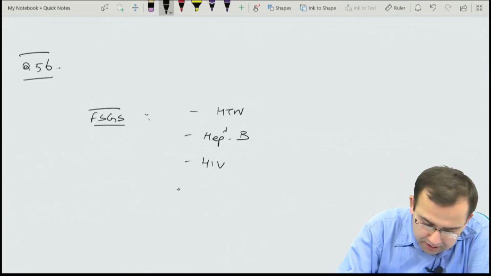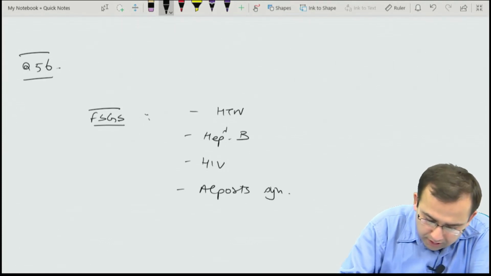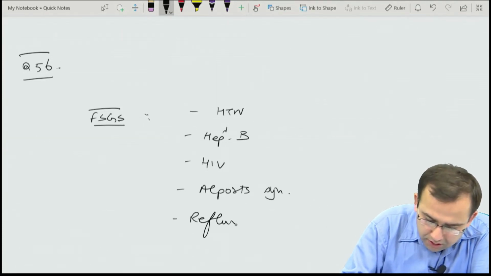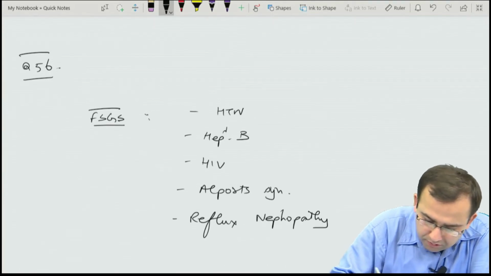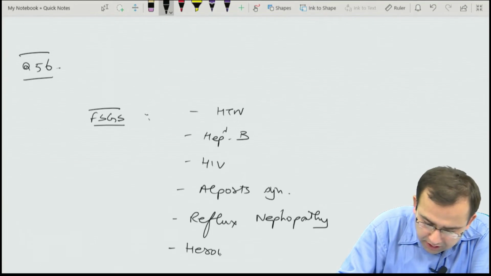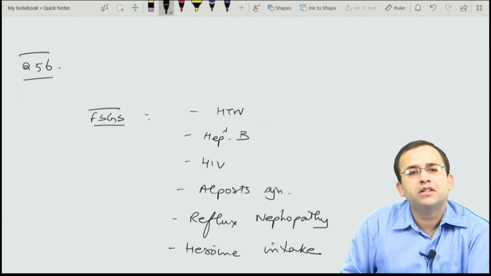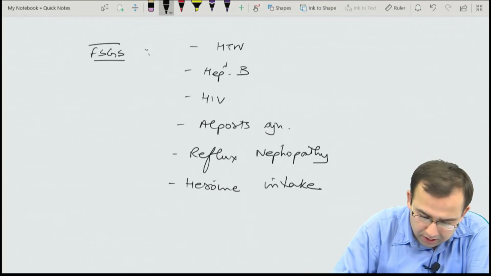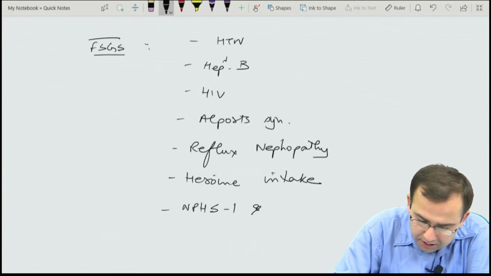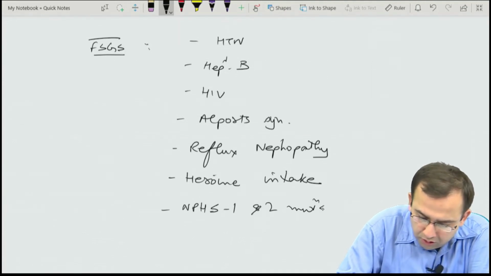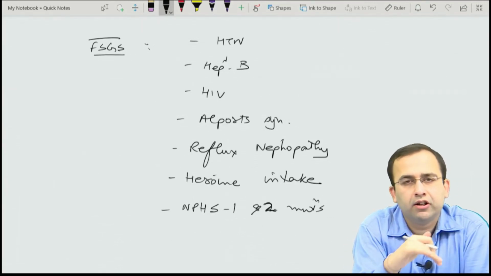Hypertension, hepatitis B, HIV, Alport syndrome, reflux nephropathy, and heroin intake. Next, it is also associated with NPHS 1 and 2 mutations. Today in our discussion, I am not getting into NPHS 1 and 2.